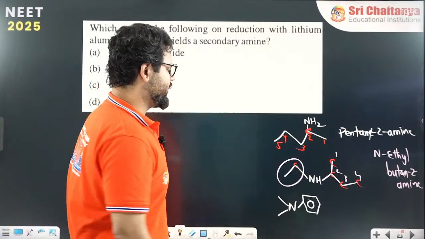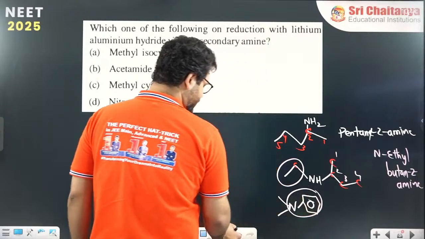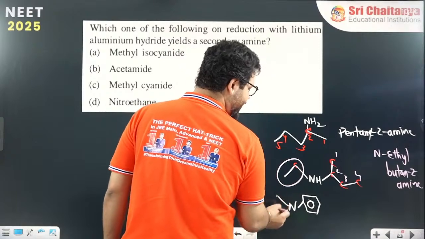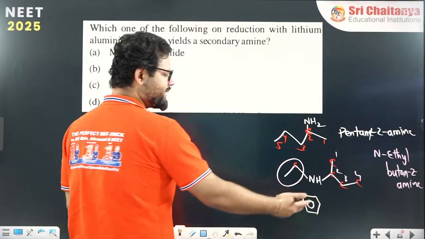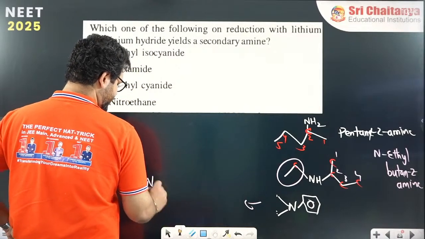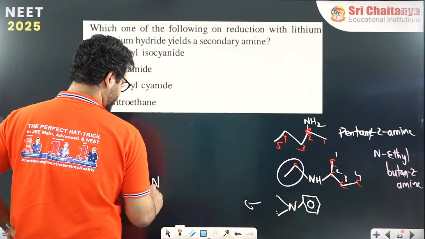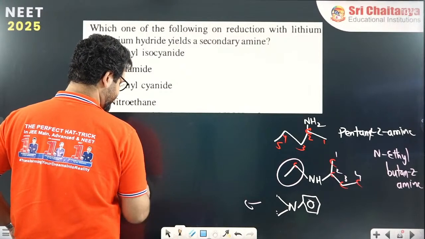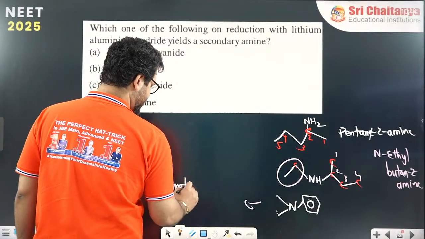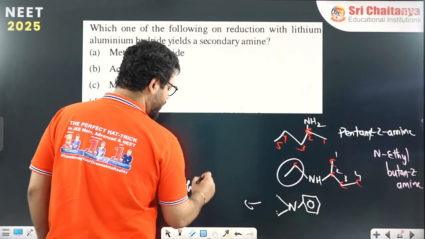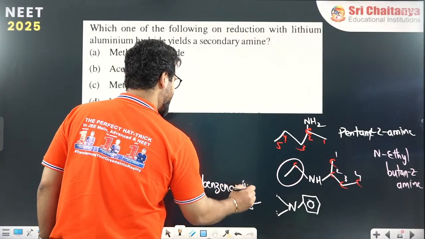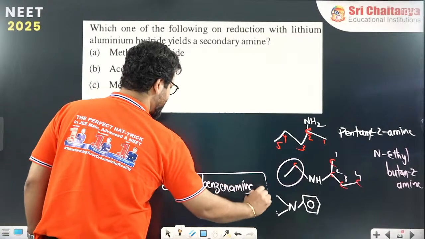For example, here aniline is the main functional group. So aniline will be the main parent chain. It is N,N-dimethyl aniline, or benzene amine also you can call it. I hope it is clear.